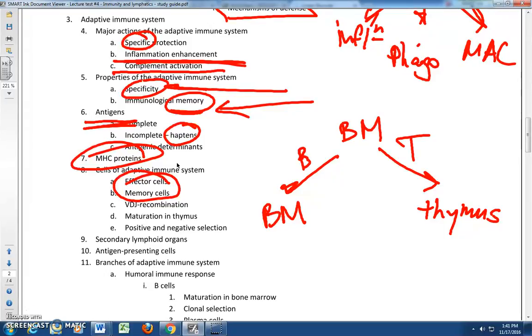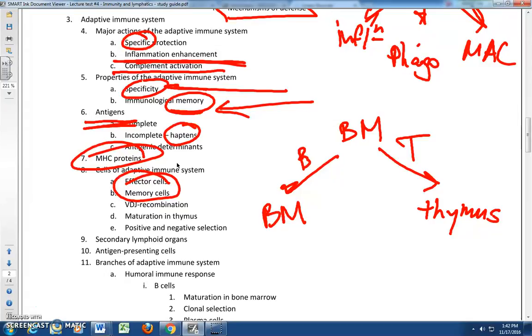VDJ recombination. That's how the whole variety of different receptors for antigens is achieved. All you have to know about VDJ recombination is, I had a question today, we also covered it in micro. The question today, do we have to know how many V genes, how many D genes? Hell no. You don't have to know these numbers. But you do have to understand you have V genes, D genes, and J genes.